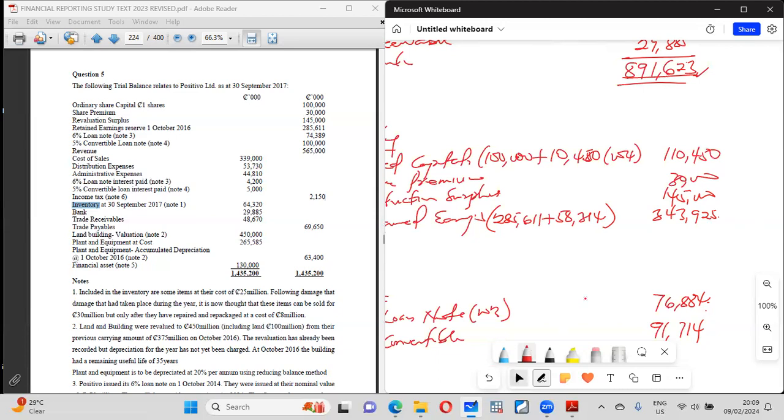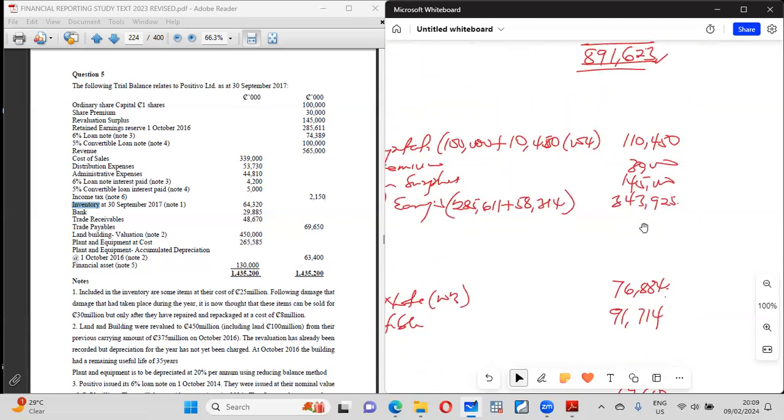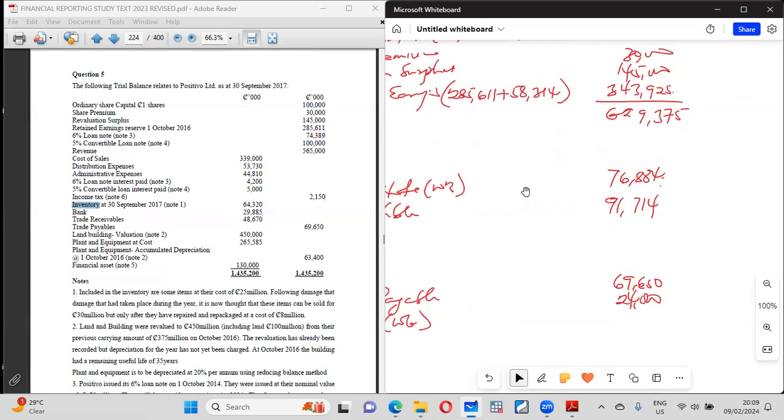Right there, I start gaining confidence. So let's add our equity part, because the equation is asset is equal to capital equity plus liability. So we've done the asset part. Let's do the equity part. So we add 145,000, we add 30,000, we add 110,450, right? So that gives me 6,229,375. So I now add my liabilities to it. So I add 76,884 plus 91,714. All right.